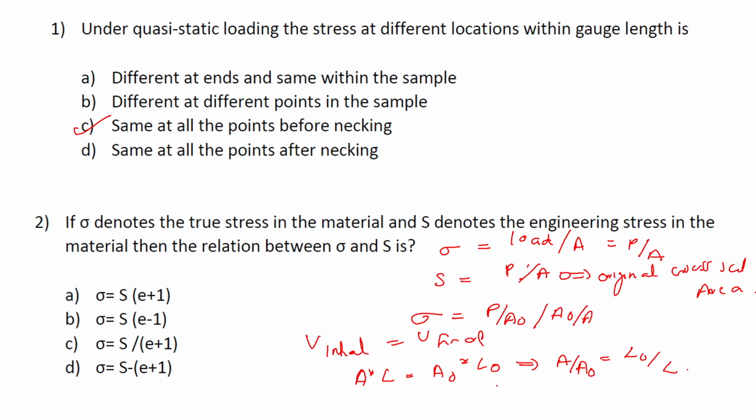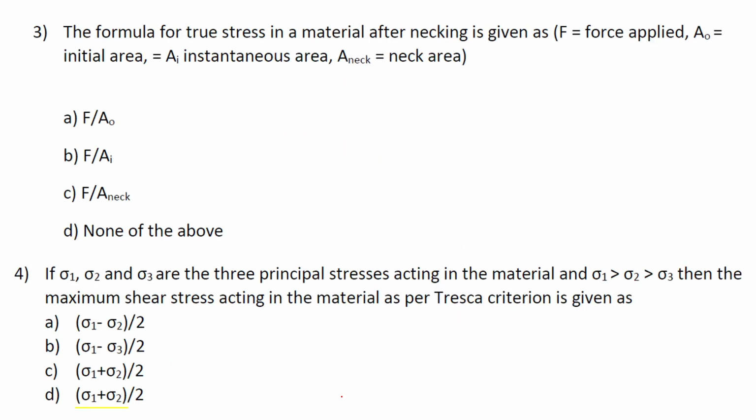Now A0 by A we have to replace with e plus 1, right? Then we can write sigma is equal to P by A0 times (e plus 1). That will be S times (e plus 1). This is the relation.